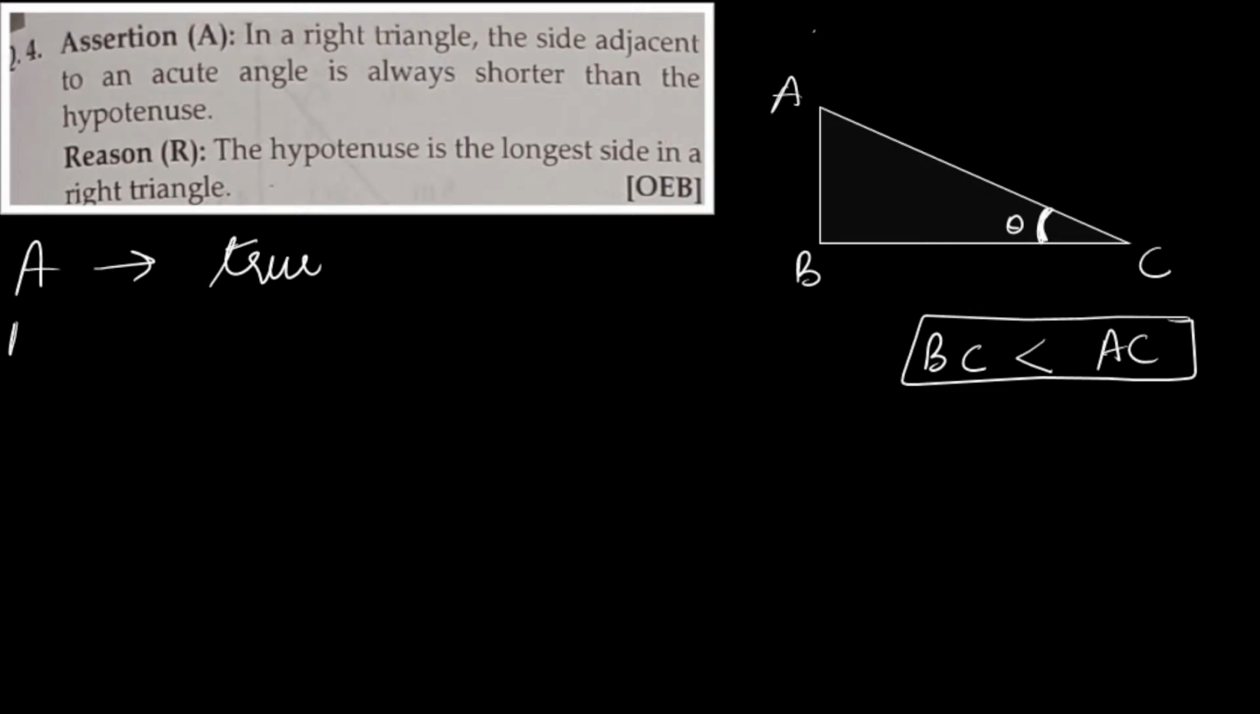R says the hypotenuse is the longest side in a right triangle. That we all know; we have done a question on it earlier. So R is also true. So option C, both A and R are true. Option C is the correct answer. That was very easy. Let's do the next one.